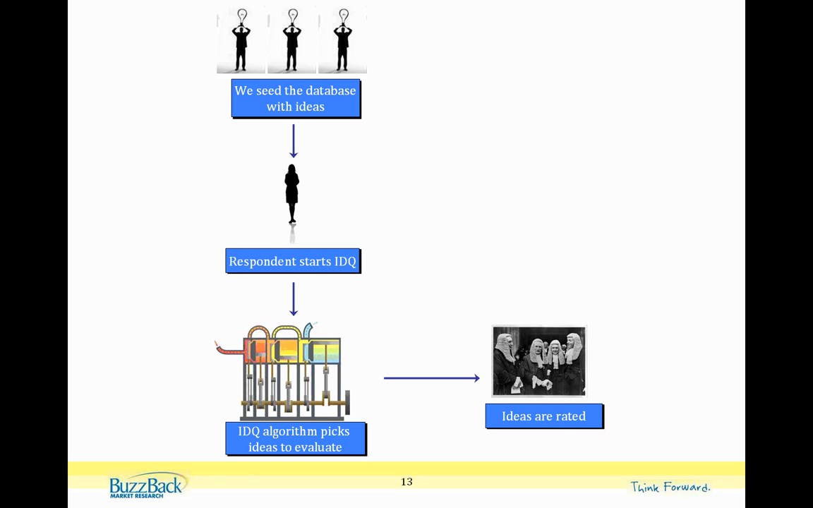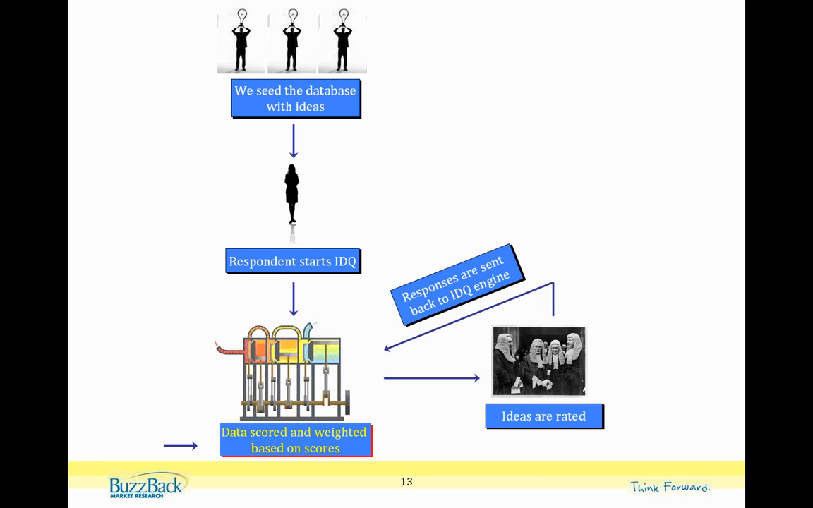One at a time, those ideas are evaluated by a respondent, and there are several questions, which I will demonstrate in a second, that people reacted to for each one of those ideas. Those responses are fed back into the IDQ engine, and at this point, the IDQ engine is now updated, and the algorithm recalculates everything based on the new scores it has at this point. After they have reacted to the 10 ideas, the respondent has the opportunity then to submit their own idea into the IDQ database.